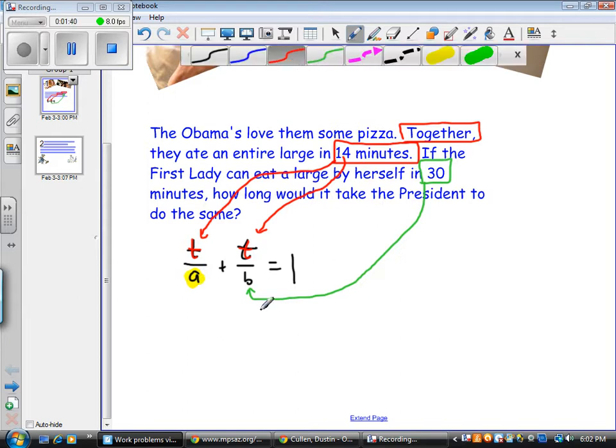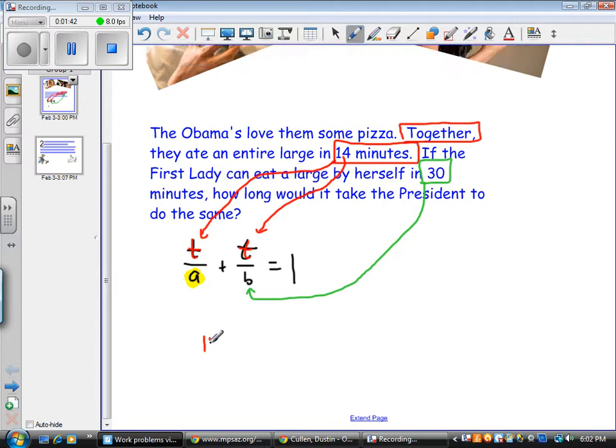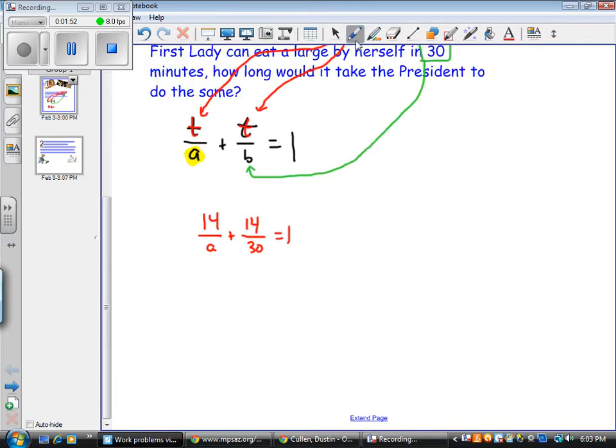Okay? So, here's how this is going to look. It's going to look like this. 14 over A plus 14 over 30 equals 1. And I'm trying to find the A. I'm trying to find that time that it takes President Obama.